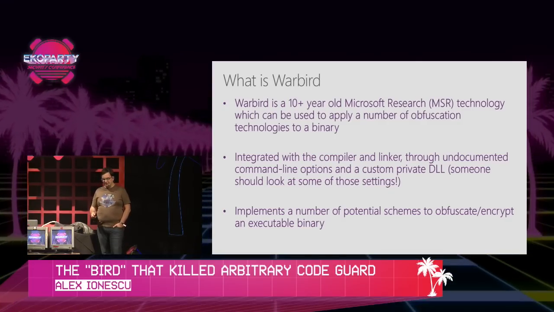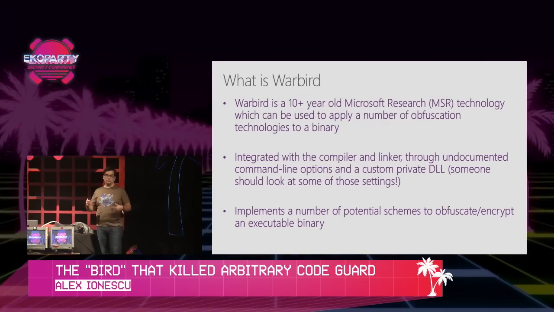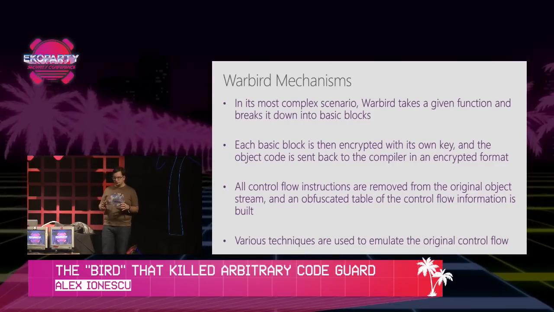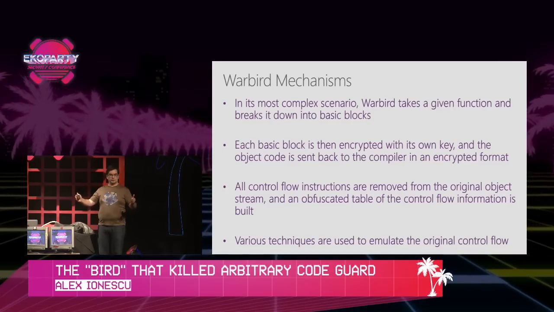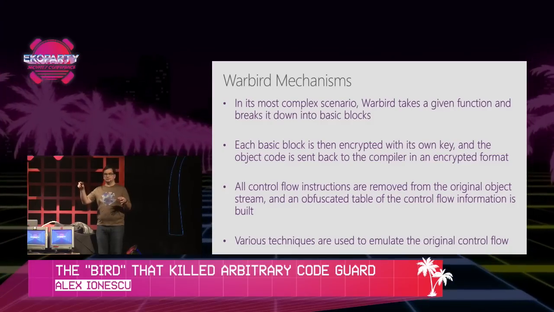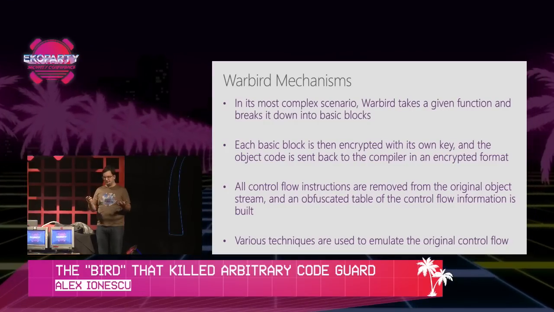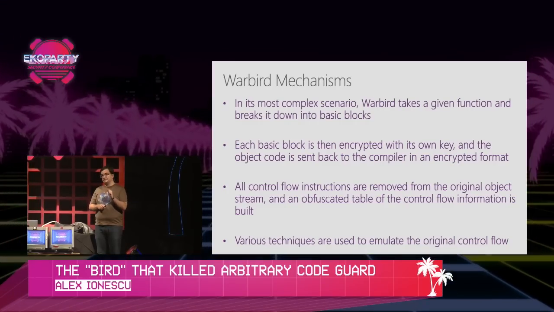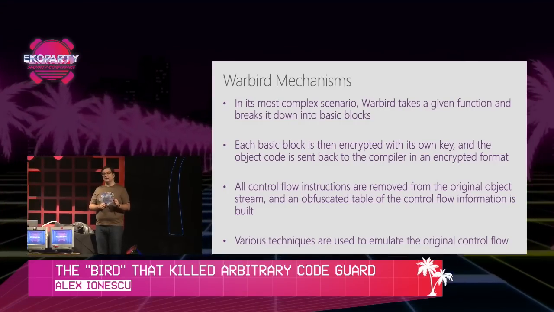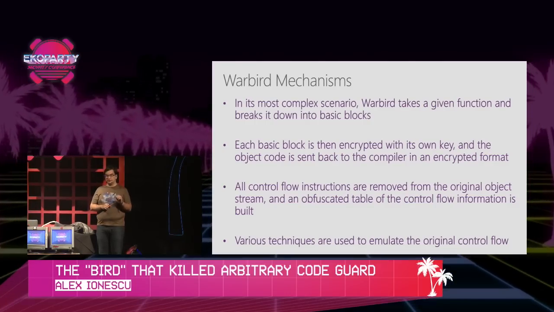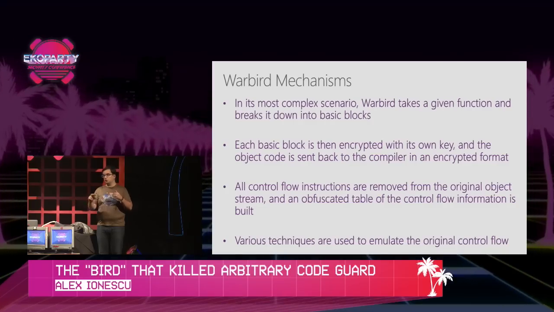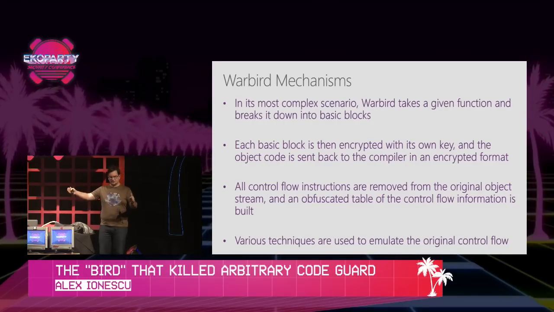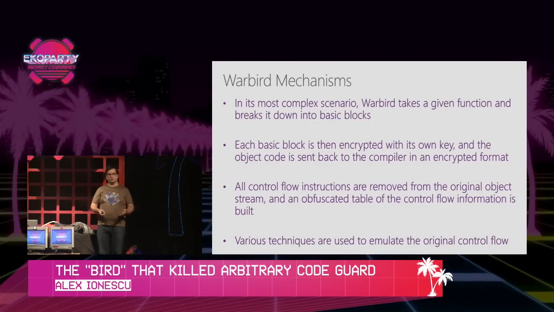So Warbird has a bunch of schemes to encrypt, obfuscate, or both a given binary. Now, in the most complex situation, Warbird takes a function that you've written and separates it into basic blocks, right? So before a jump, before any kind of indirect branch or comparison, those are your basic blocks. It then encrypts every single basic block with its own key. And then it destroys every piece of control flow instruction. So your jumps, your calls, your rets are all destroyed, and you basically have a bunch of encrypted blocks stuck together with no control flow information whatsoever.